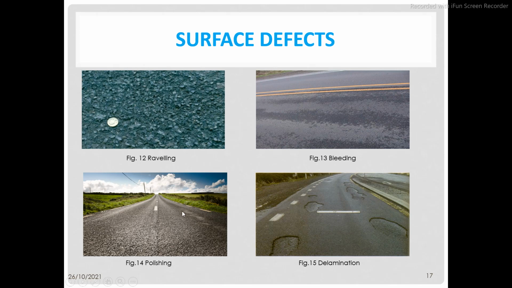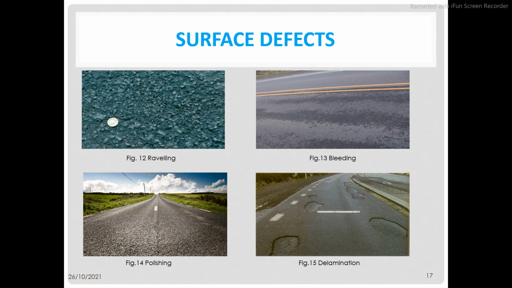Third one we have is called polishing. This is a condition of the surface in which the coarse aggregate gets polished by the vehicles during the movements on the pavements. It causes loss of skid resistance. Major causes of polishing are usually aggregate with insufficient flakiness and extensive friction.